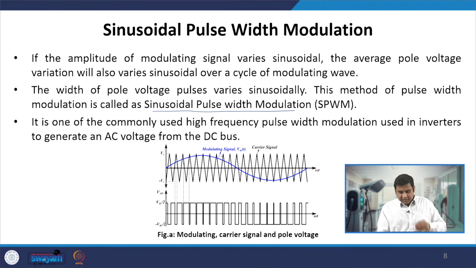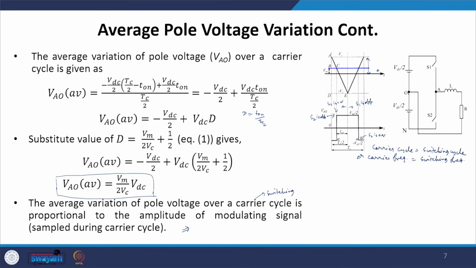Here, whenever the modulating signal is greater than the carrier signal, my S1 switch is on, and that is when it is applying plus VDC by 2. And when my carrier is greater than the modulating signal, my S2 switch is on, and that is when it is applying minus VDC by 2. Now here, if you look very carefully, we have taken the voltage with respect to the point O.